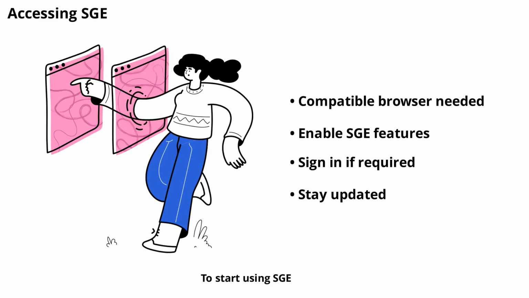To start using SGE, you'll need to access it through a compatible browser or platform. Some search engines have integrated SGE features directly into their main interface, while others may require you to enable experimental features or join a waitlist. Make sure your browser is up to date and that you're signed in if necessary. Once you have access, you're ready to explore the power of generative search.